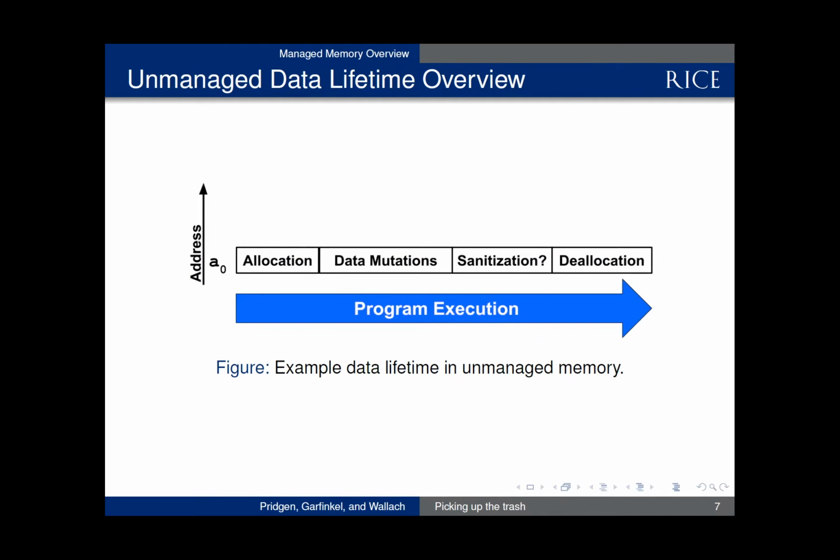So there's this distinction between unmanaged and managed memory. Unmanaged memory works in the following way. We do an allocation for our data object, and that allocation is typically done with malloc or new using C++ or C, and then we perform some type of data mutation on the structure of this data block. Then, once we're done with it, we choose to do some type of sanitization, and then deallocate it, or if we're not in the security mindset, we just deallocate it.